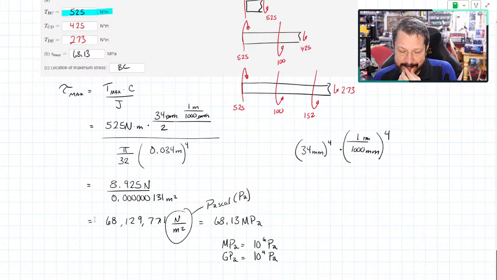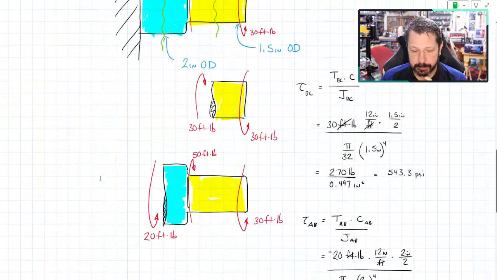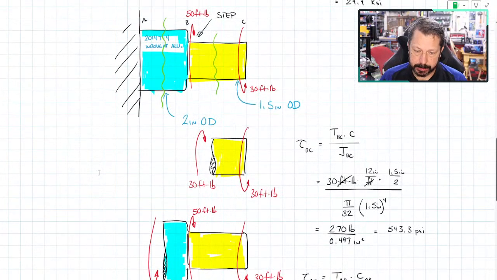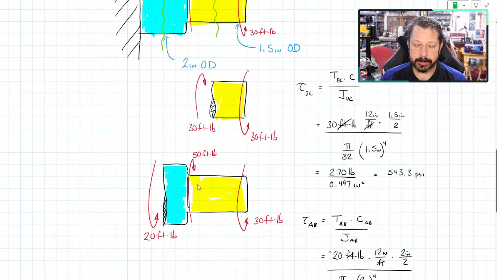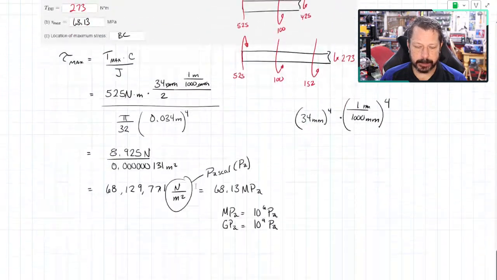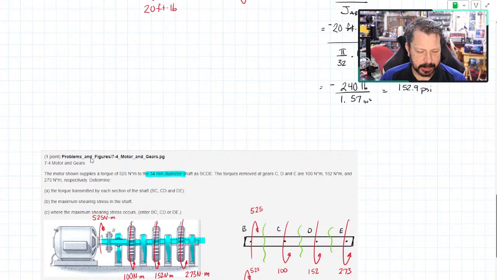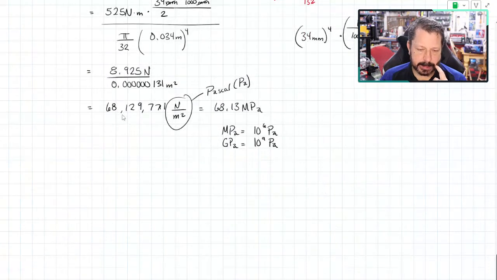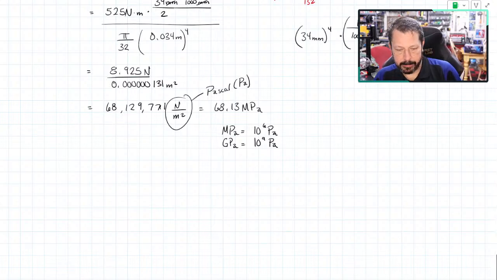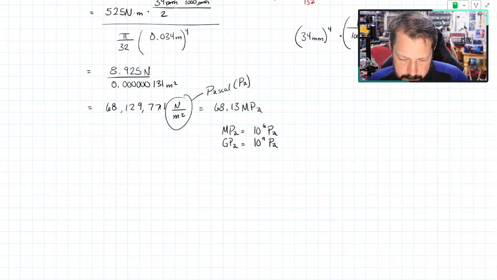All right. I think that's probably good for intro to torsion. Next time we will do more torsion, and we will do angle of twist. So now that we can calculate if these things are going to fail, I guess we should look at that. This problem doesn't ask for it. It doesn't give us a material though, but 68 megapascals is generally a small amount of stress. Let's see, do I have a sheet? Here we go.